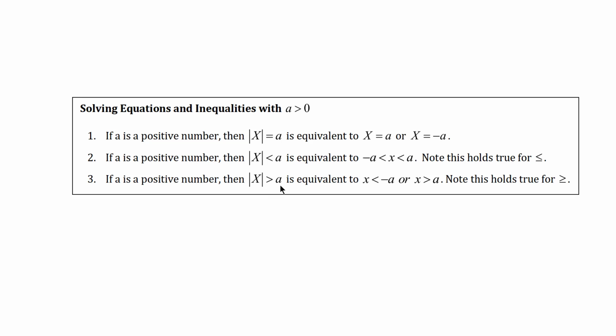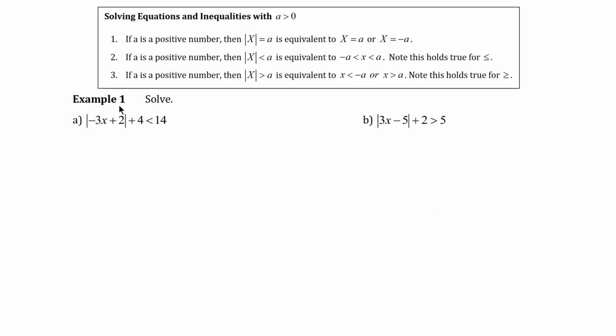Moving on to rule number 3, if a is a positive number, then the absolute value of capital X greater than a is equivalent to x less than negative a, or x greater than a. Note that this rule would still hold true if the inequality symbol was greater than or equal to. We would just need to add an equal sign to all of the inequality signs in this rule. In the next set of examples, we'll go over how to apply these rules.